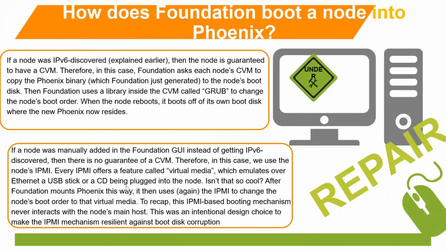If a node was IPv6 discovered, then the node is guaranteed to have a CVM. Therefore, in this case, Foundation asks each node's CVM to copy the Phoenix binary, which Foundation generated, to the node's boot disk. Then Foundation uses a library inside the CVM called grub to change the node's boot order. When the node reboots, it boots off its own boot disk where the new Phoenix now resides. So the boot order, who will change it and all that I told, right? Earlier a RAM disk gets created, and then from there the boot disk needs to change to the M.2, which is actually done by Phoenix.